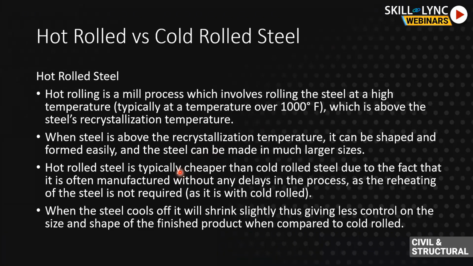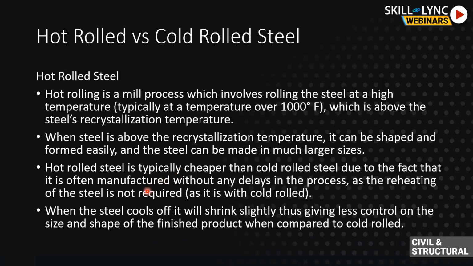Now let's see the difference between hot rolled and cold rolled steel or cold form steel, which I mentioned for purlins or girts. So hot rolled steel, hot rolling is a mill process which involves rolling the steel at a high temperature, typically over 1000 degree Fahrenheit, which is above the steel's recrystallization temperature. When steel is above the recrystallization temperature, it can be shaped and formed easily, and the steel can be made in much larger sizes. So almost all the sections that we have learned in our textbooks like ISMB 500, ISMC, or ISHB, all these things are hot rolled sections.